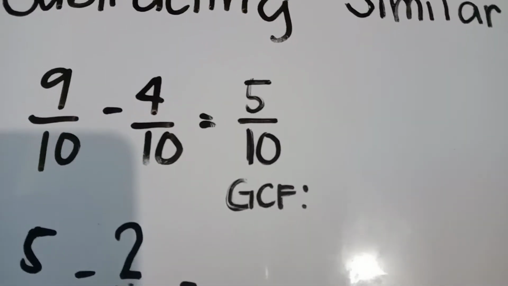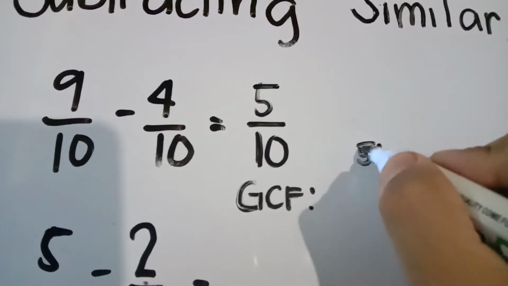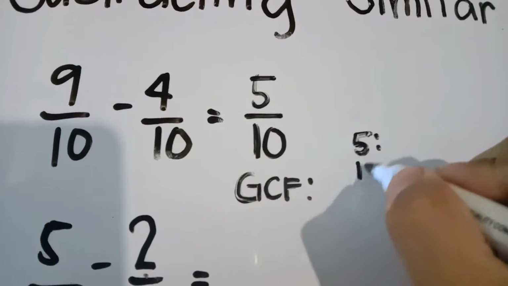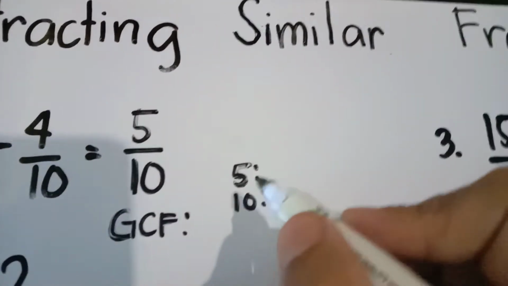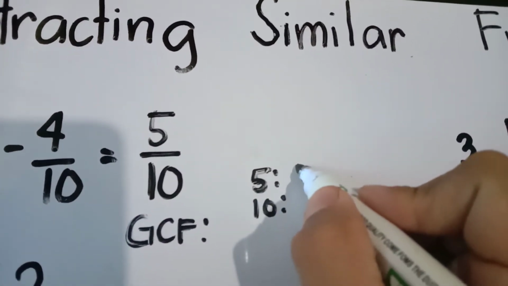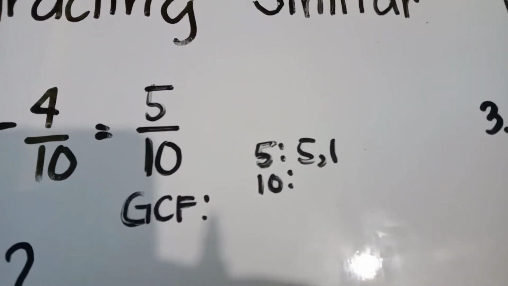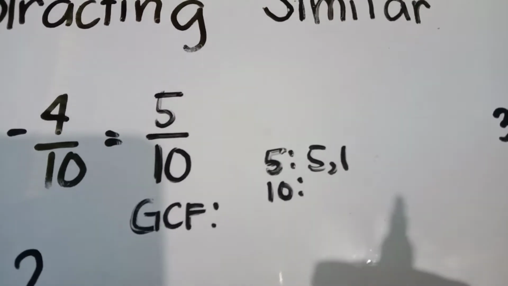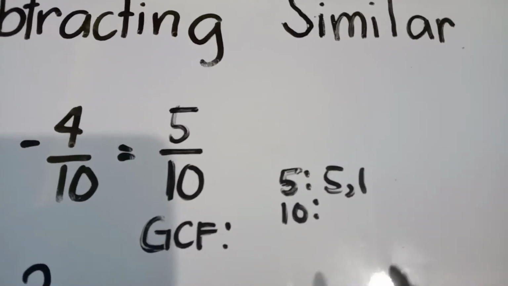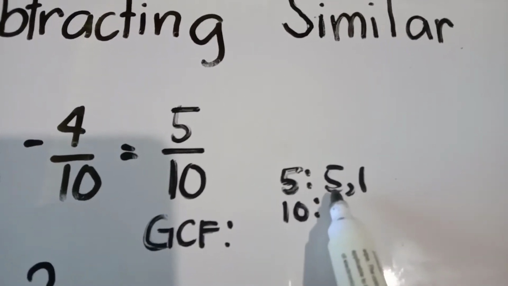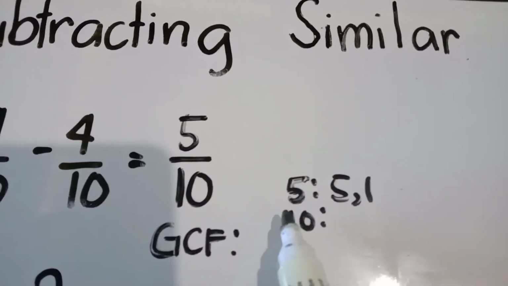Simply by listing the factors of 5 and 10. We are going to list down all the factors of 5 and 10. So let's start with 5. So the factors of 5 are 5 and 1. When we say factors, ito yung mga numbers. These are numbers that we multiply to get the product of a certain number. So para makuha yung product na 5, we need to multiply 5 and 1. So 5 and 1 now are factors of 5.